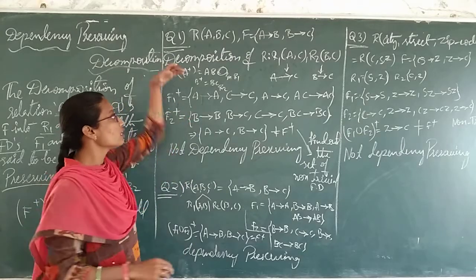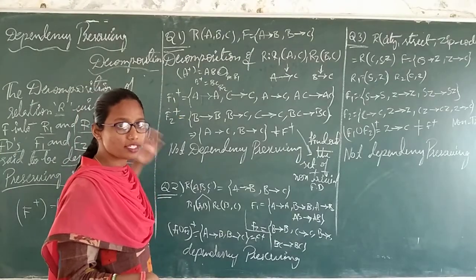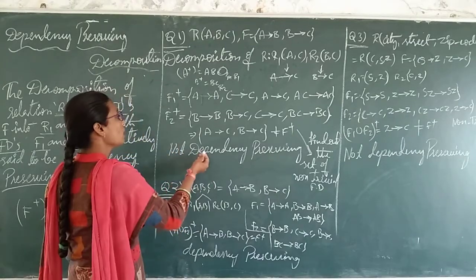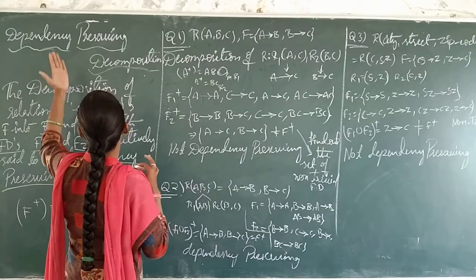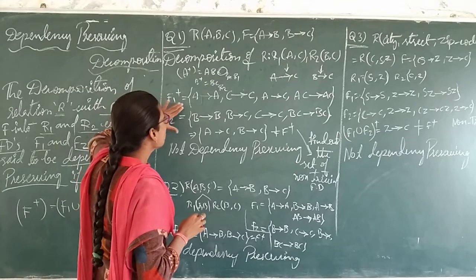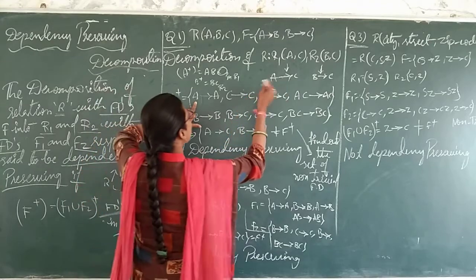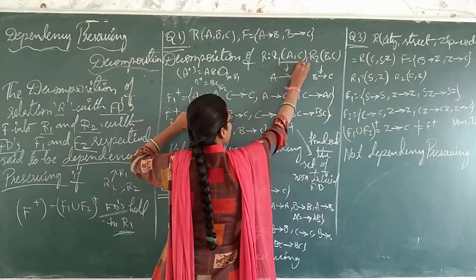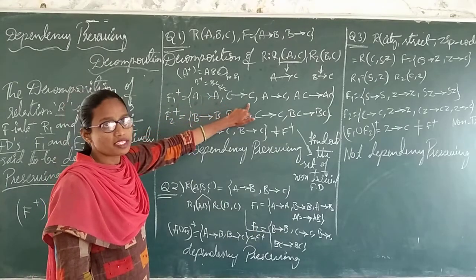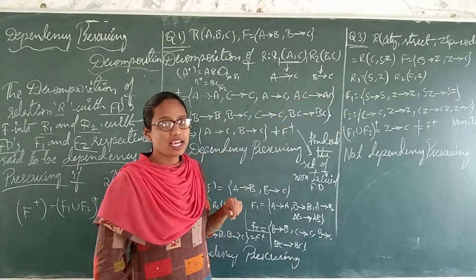Next, we find the closure of F1 and F2. First we find the F1 closure, then F2, and then we combine F1 and F2, to check whether the decomposition is dependency preserving. First, we find the F1 closure with the help of the R1 relation: A determines A, C determines C, A determines C, AC determines AC.